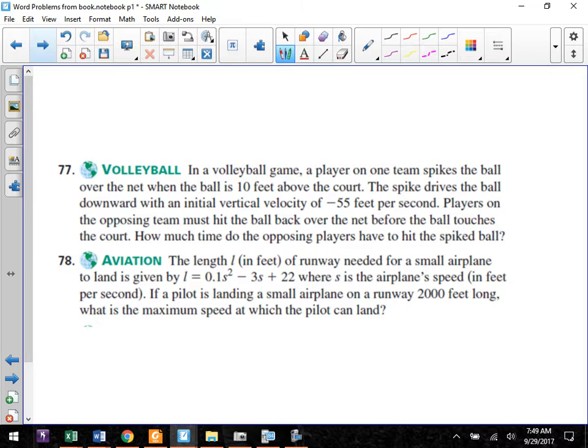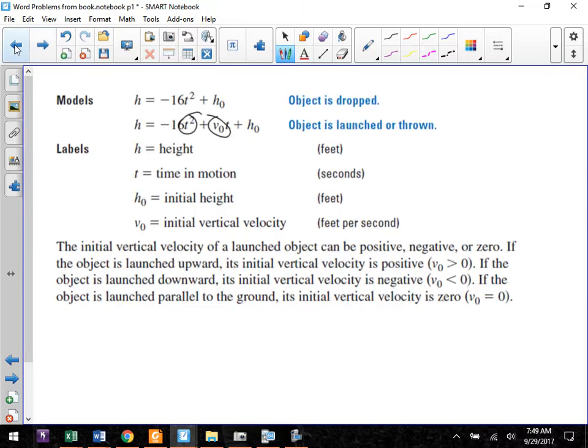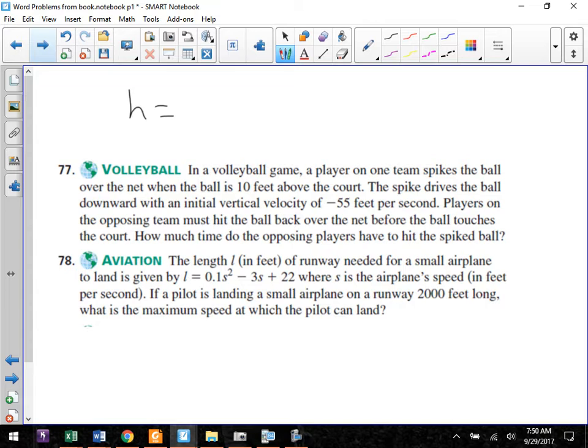Now, that's using this formula here, initial velocity. So you're using the negative 16 t squared. Now the initial velocity is negative 55. And then what's the initial height? 10. So that's a person jumping up 10 feet in the air, spiking the ball, and hitting it with that initial downward velocity. How much time is there before it hits the ground?